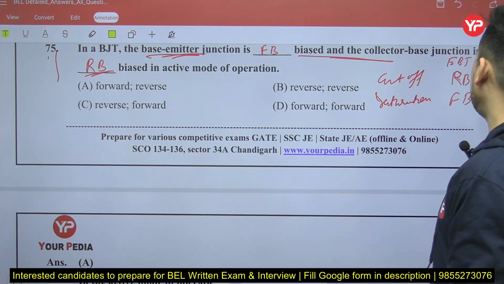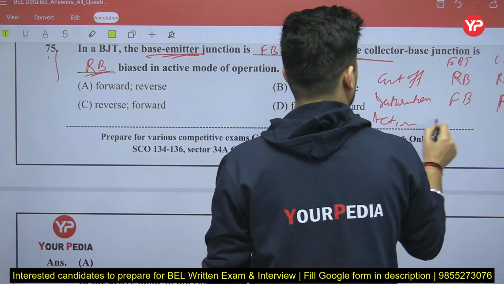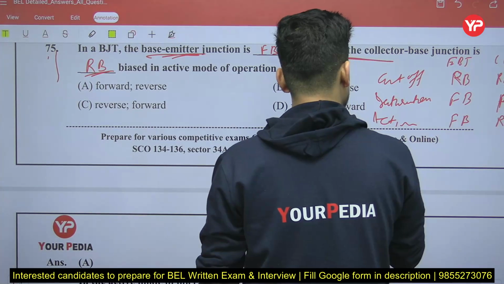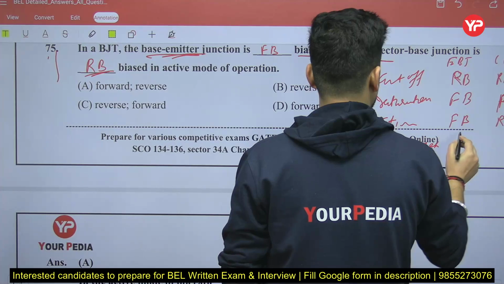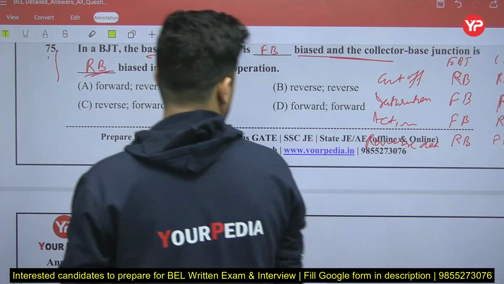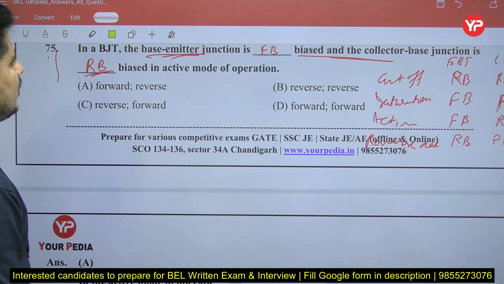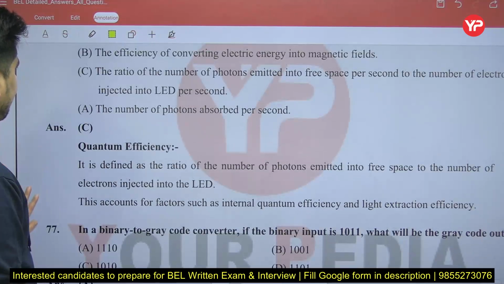Both the junctions are forward bias. In the active region, this is forward bias, this is reverse bias. In the reverse active region, this is reverse bias, this is forward bias. So those are the four regions of operation of your transistor. He is asking for the active mode. So active mode means the emitter-base junction is forward bias and the collector-base junction is reverse bias.